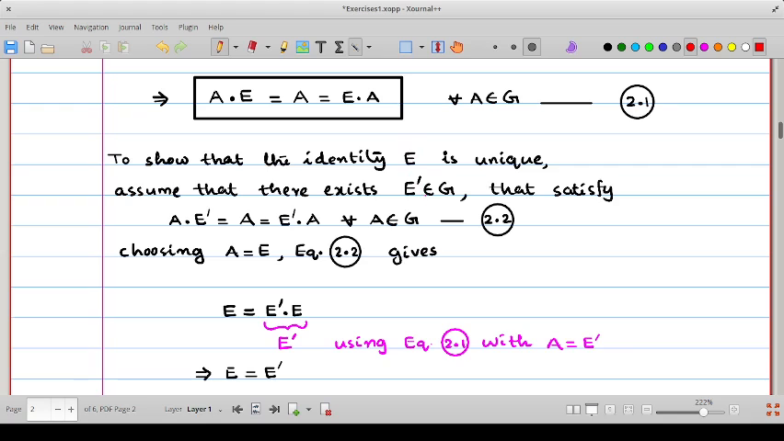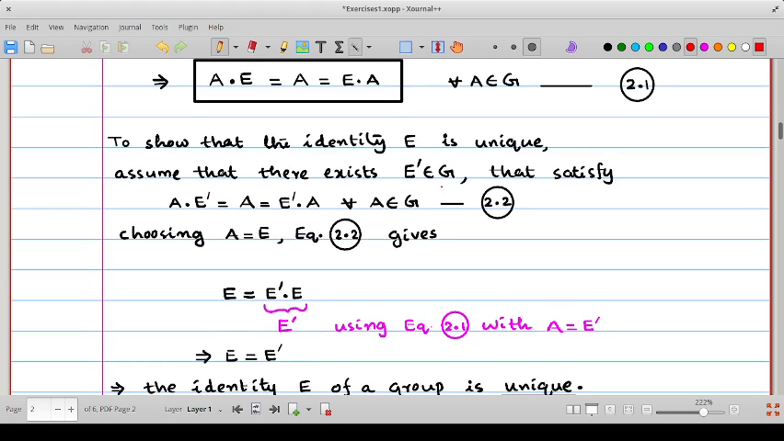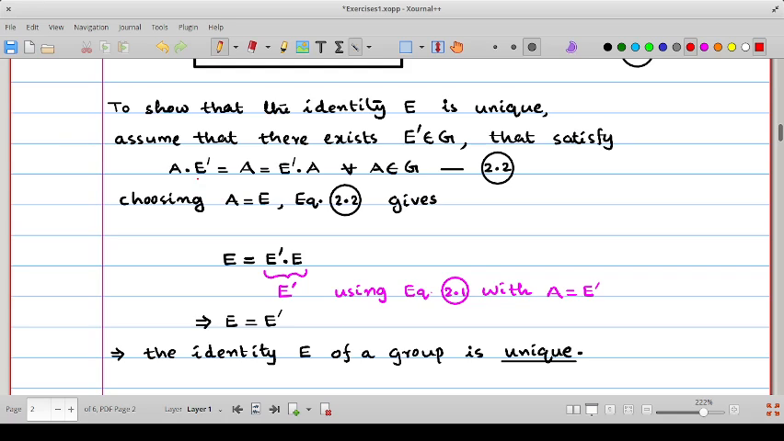So assume that there exists E dash which is an element of G for which A dot E dash equal to A equal to E dash dot A for all elements A of G. So this should be true for the element E as well. So taking A to be equal to E in this equation, we get on the left hand side E, and on the right hand side I have E dash dot E.